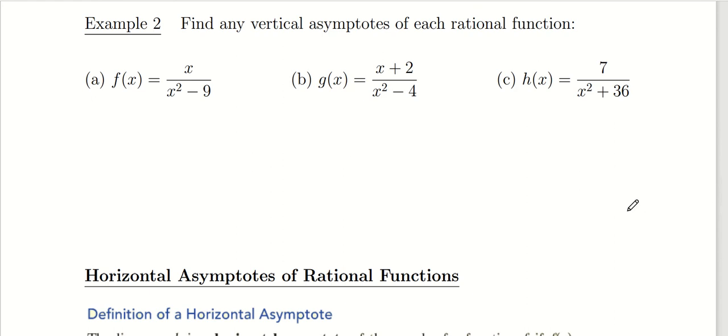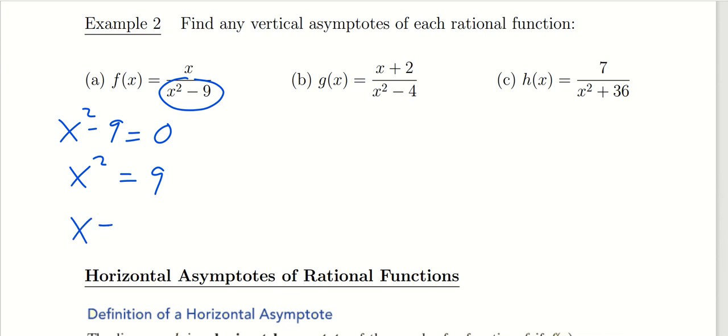Let's take a look at example 2. Here we have f of x equals x divided by x squared minus 9. To find the vertical asymptotes, let's take that denominator and set it equal to 0. You can solve this one by factoring or using the square root property. And we would get two solutions, x equals plus or minus 3.